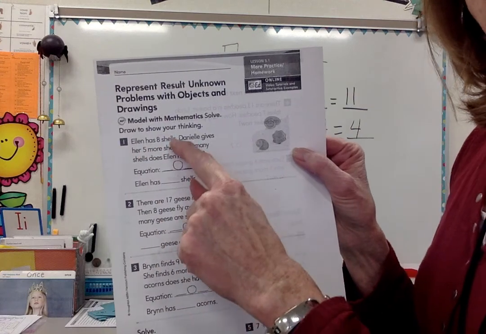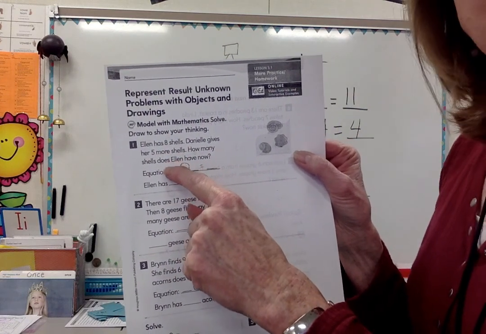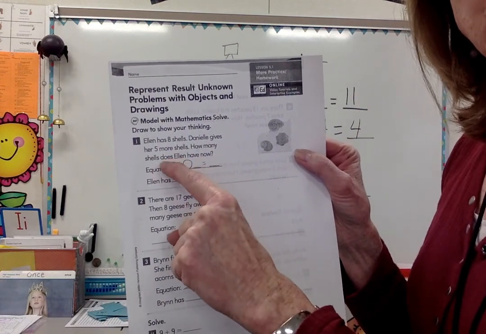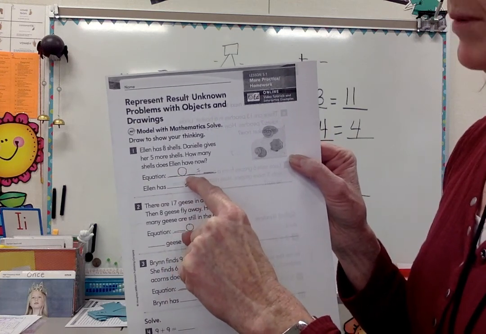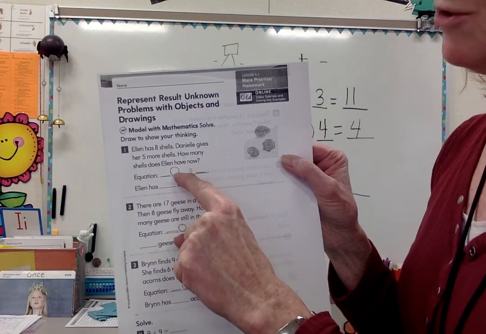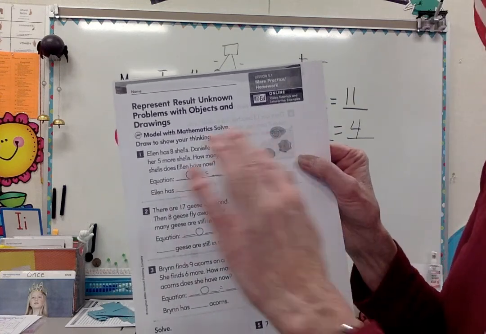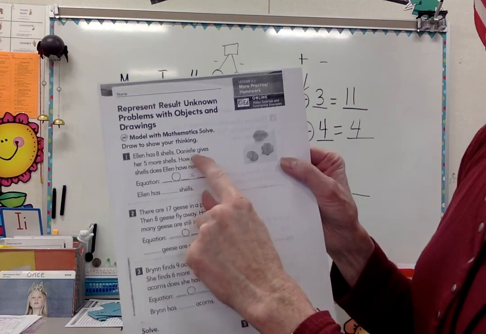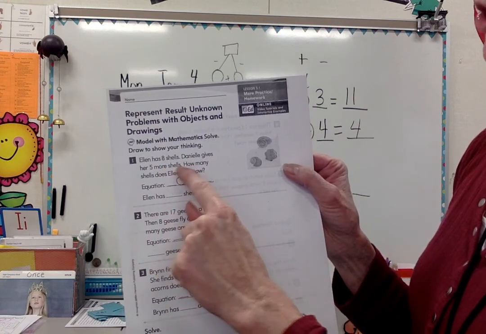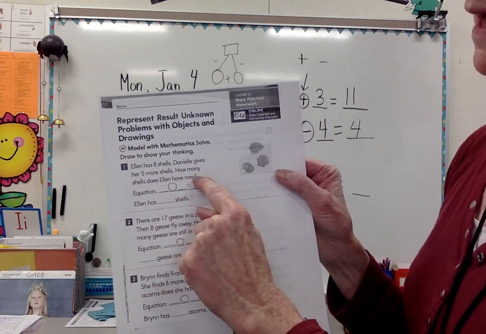Here is the problem you're going to think about. You need to read it, okay, and you are good readers. You need to read it to decide whether you're going to do blank plus blank equals blank or blank subtract blank equals blank. Let's read this first one together. Ellen has 8 shells. Danielle gives her 5 more shells. How many shells does Ellen have now?